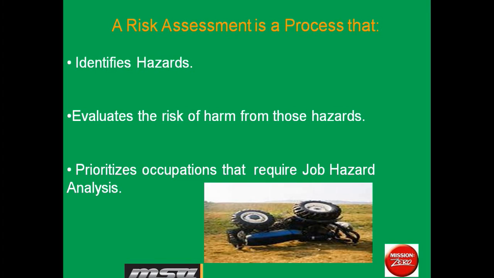It's used to identify hazards in the workplace, and we look at such functions as the probability of this event happening, the severity, how bad is the person going to be injured or hurt, and the frequency, how often is the worker doing that job or task. We look at the risk of harm from those hazards, that's through the severity, and we prioritize those occupations that require a job hazard analysis. So by going through the process, we can determine what jobs require a JHA to be completed by doing the risk assessment matrix, because we've assigned a quantitative assessment value to that job.